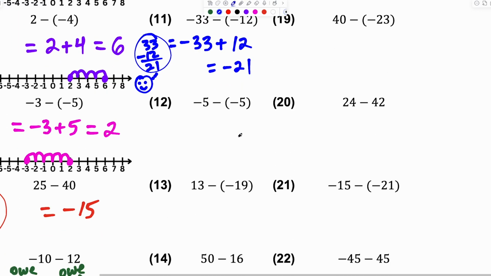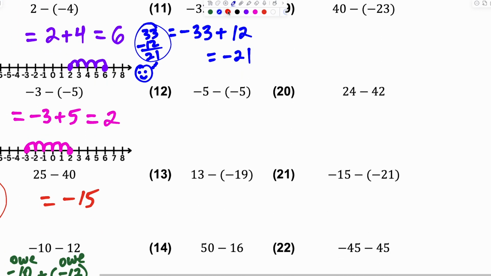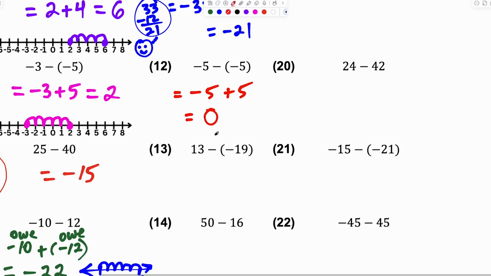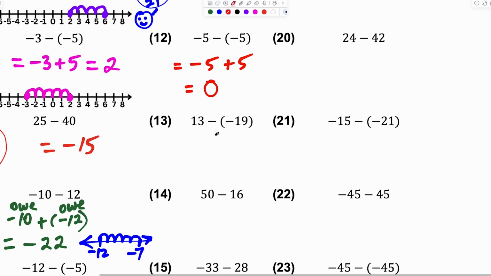And now moving on to question 12, we have negative 5 minus negative 5, which is going to give us negative 5 plus 5. And these two here are additive inverses. So this sum here is going to work out to 0. When we add a number and its opposite, we get 0. So next up, let's see, question 13. So question 13, we have 13 minus negative 19, which is going to become 13 plus 19.